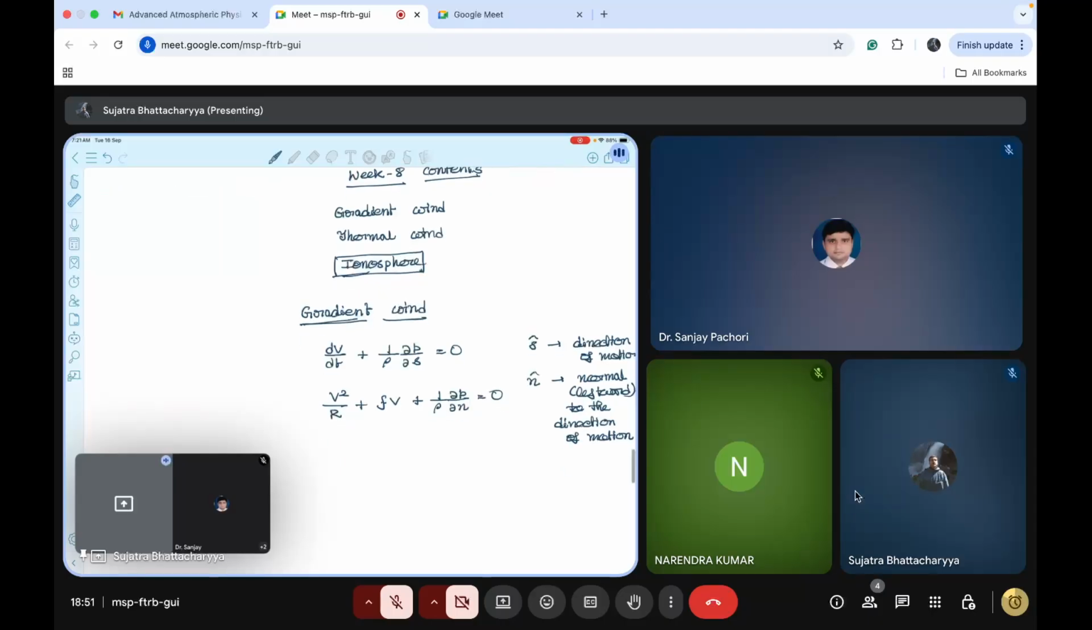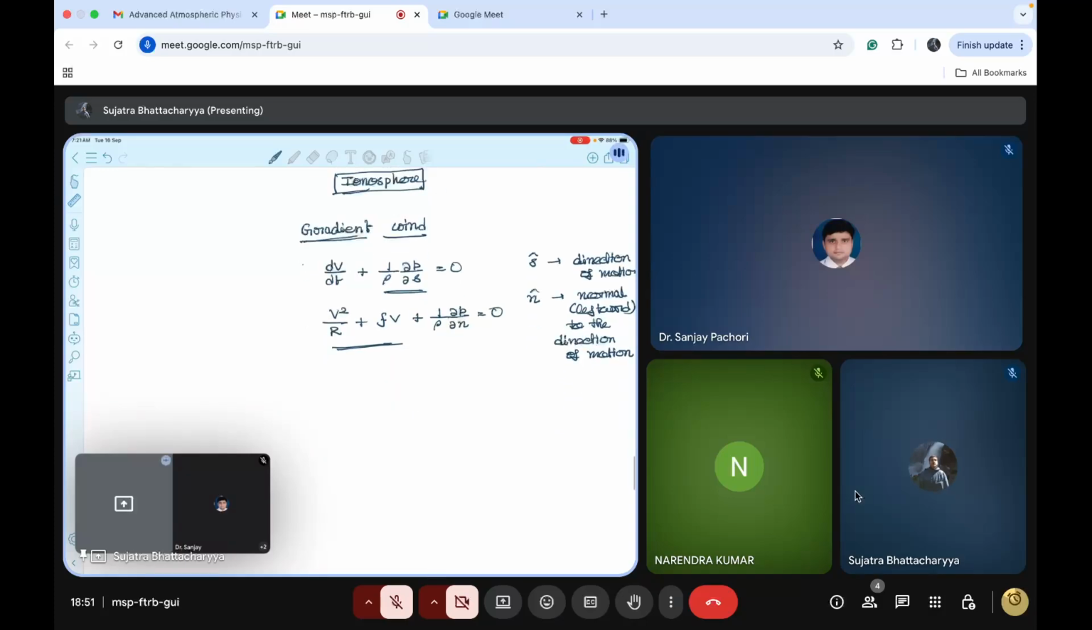So what it says is that in the direction of the motion, you don't have any inertial terms, right? Coriolis and centrifugal forces generally act perpendicular to the direction of the motion. That's why they come in the normal direction. So these are the two equations of motion in natural coordinates.